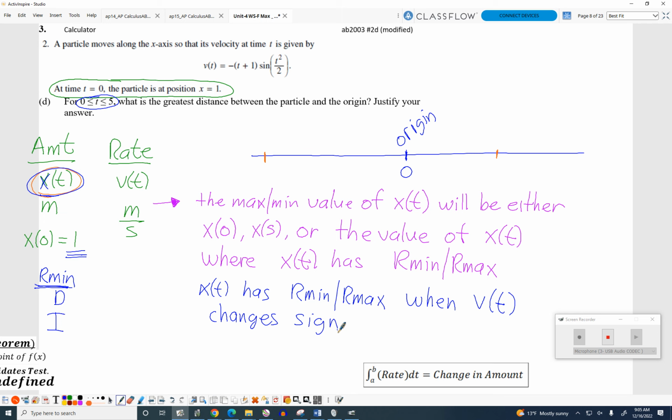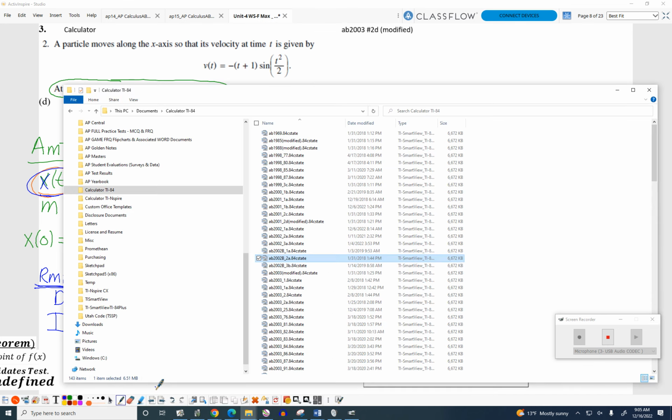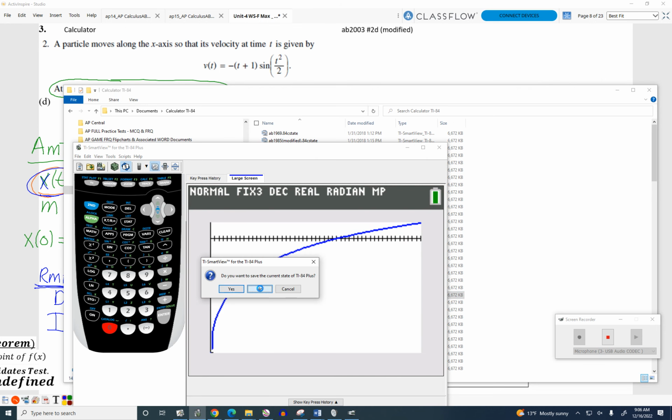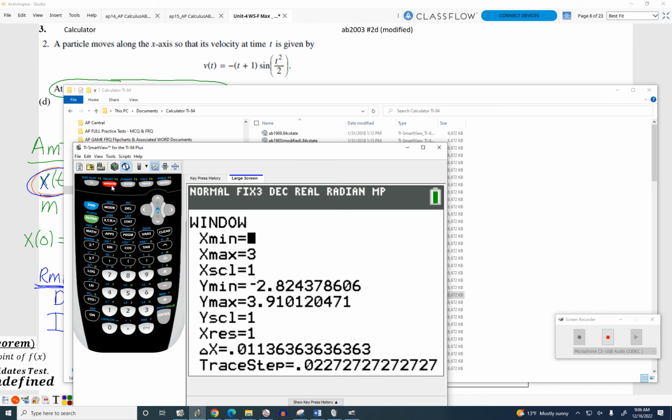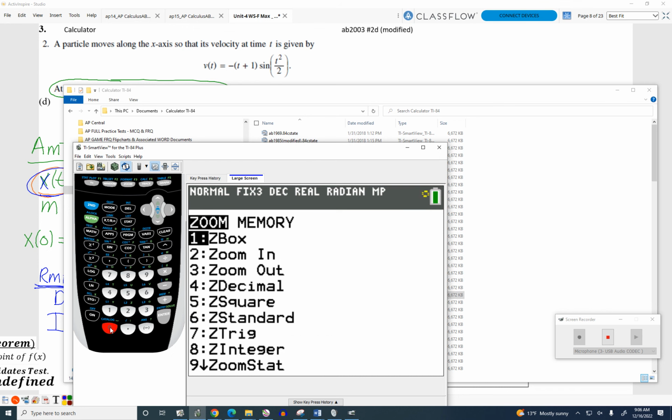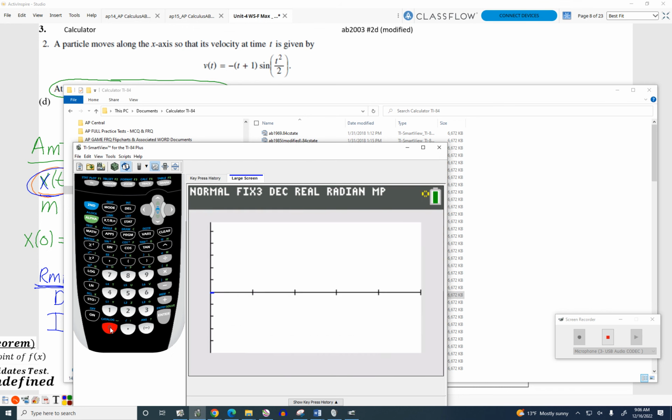So Lexi, what do we do now? Do you graph v of t? There we go. So graph v of t. Let's see. Perfect. Gotta get the window right though. That's the wrong window. 0 to 5. 0 to 5. Once I have v of t graphed, Lexi, what do I do?